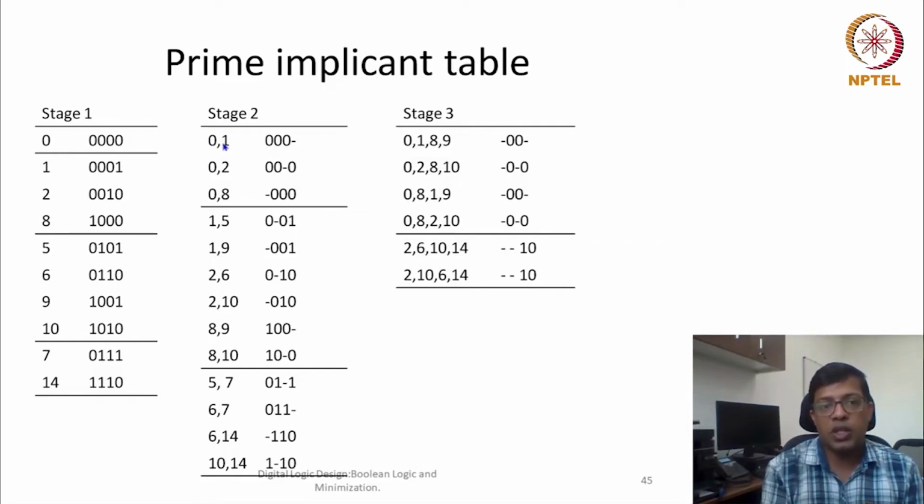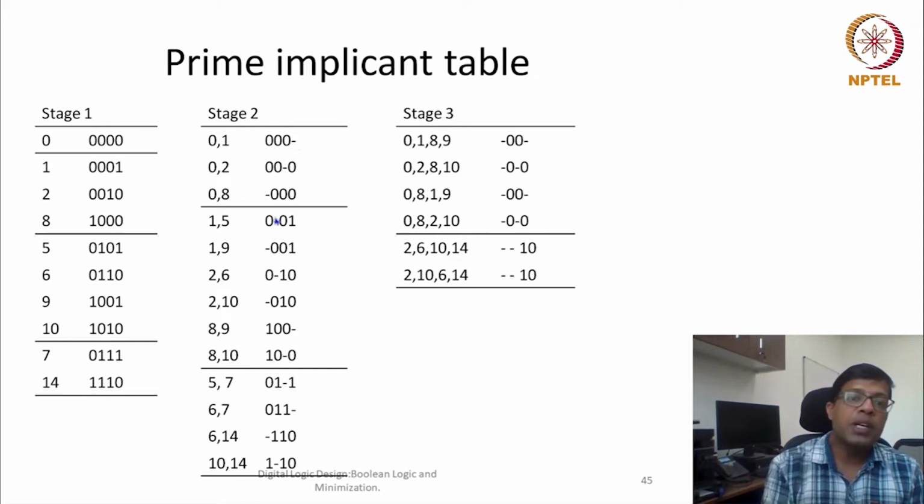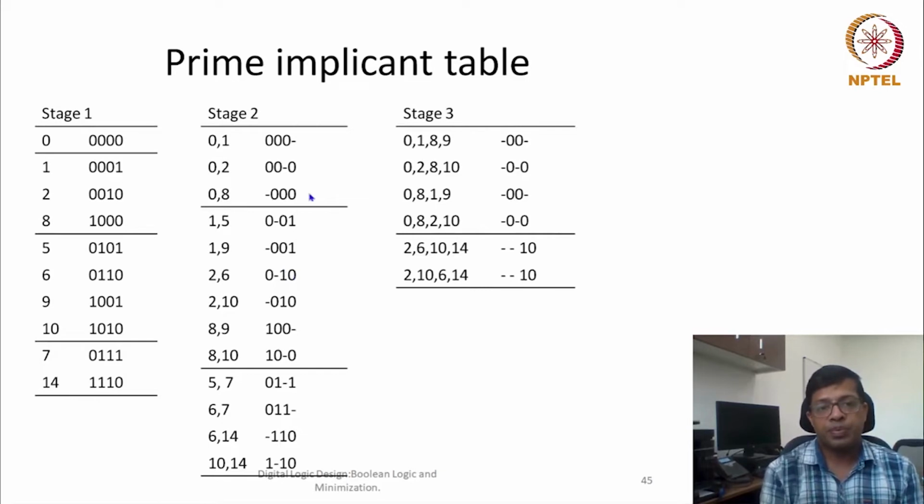So if we compare 0 1 with 1 and 5, because here dash appears at a different place, we cannot combine it. So the condition is that dash should appear at the same place and there has to be one variable difference. Now 0 1 and 1 9 can also not be combined because dash is appearing at a different place. 0 1 2 6 cannot be combined.